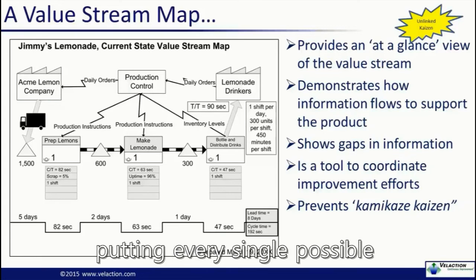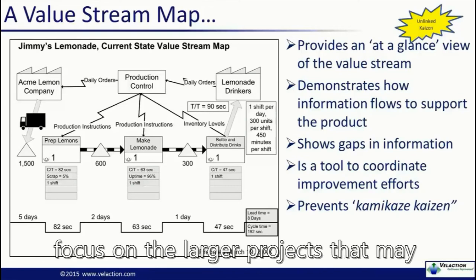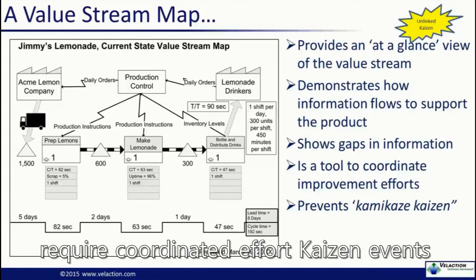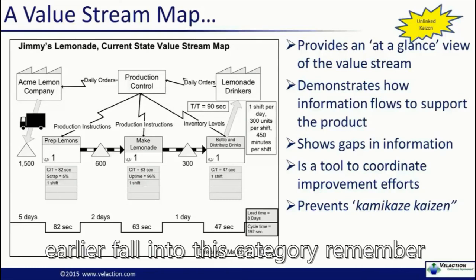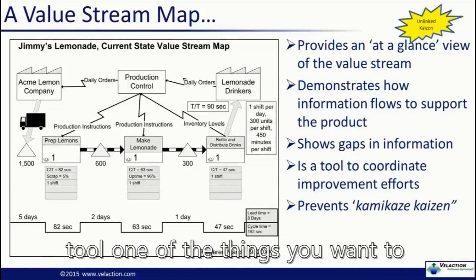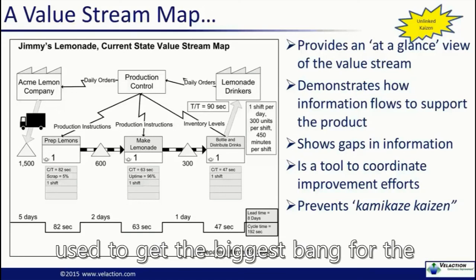I don't recommend putting every single possible improvement on your value stream map. Focus on the larger projects that may require coordinated effort. Kaizen events, those week-long projects I mentioned earlier, fall into this category. Remember, a value stream map is a communication tool. One of the things you want to communicate is how resources should be used to get the biggest bang for the buck.